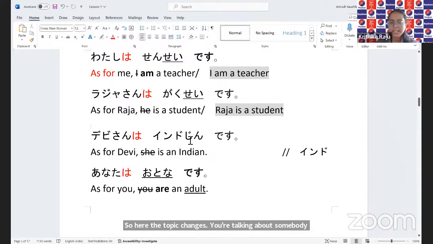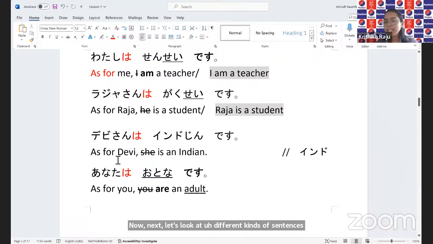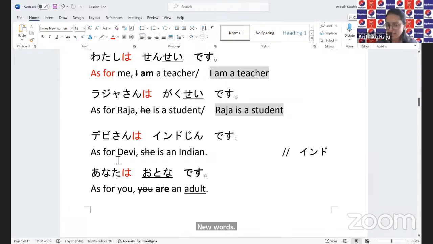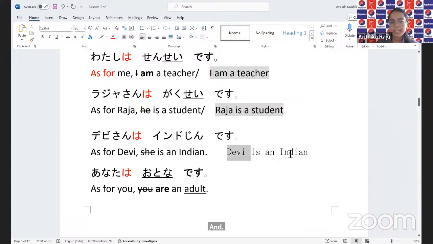All right. Now next, let's look at different kinds of sentences with different topics and different new words. What is the word for India? Indo. Right? Now, there is a suffix. Okay, I'll talk about it. The sentence is, Devi is an Indian. Let me write that here. So when I say this, what is the topic of my sentence in this case?